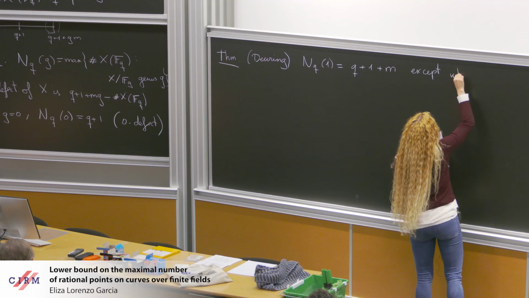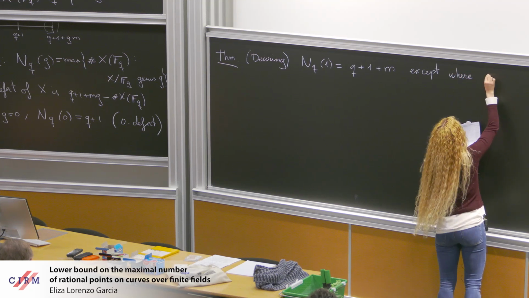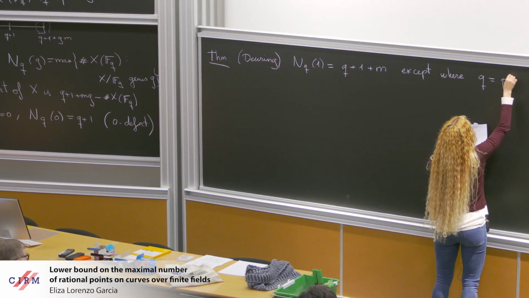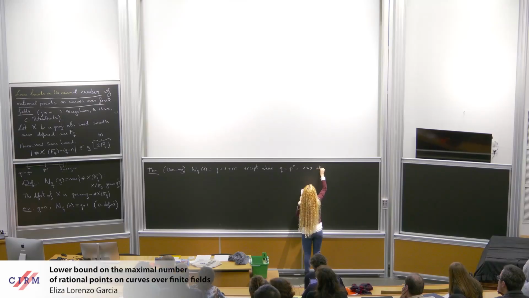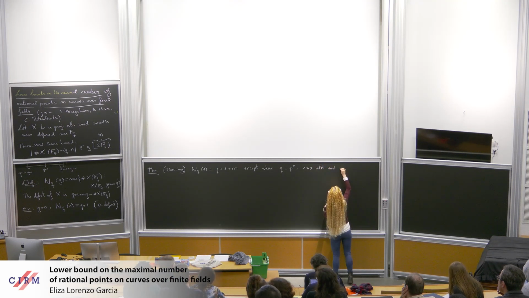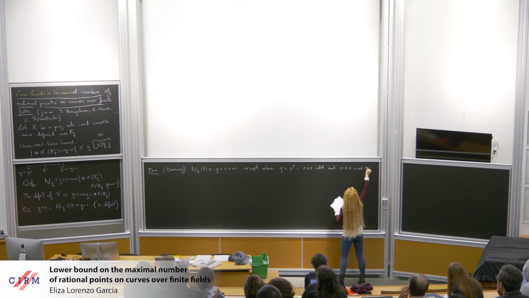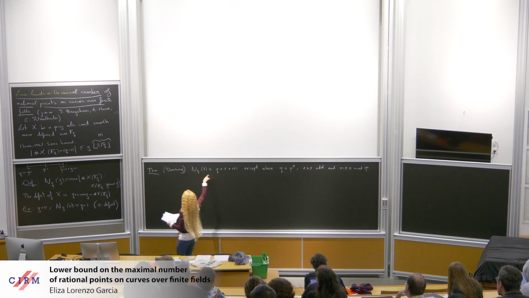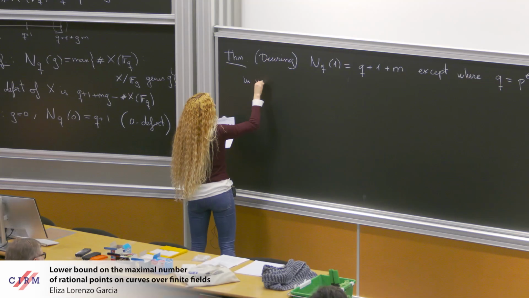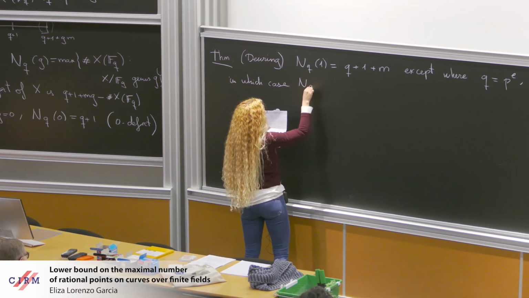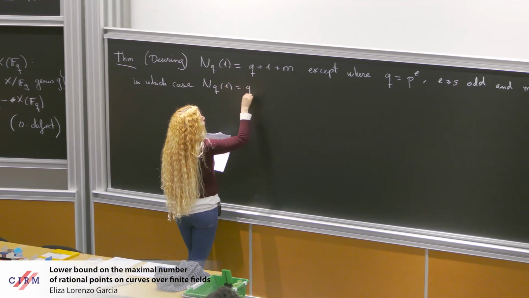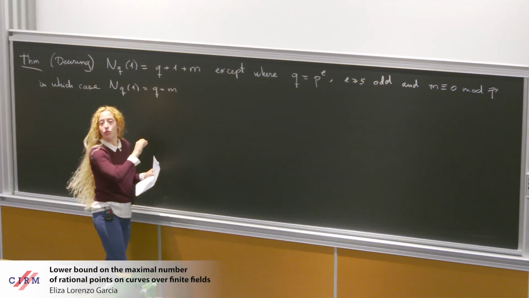Except in some particular cases, that is, q equal to p to the e greater or equal than 5, and there is another condition, so it's a weird case: m is congruent to 0 modulo p. In this case, we don't get this equality; instead we have q plus m, so defect 1.